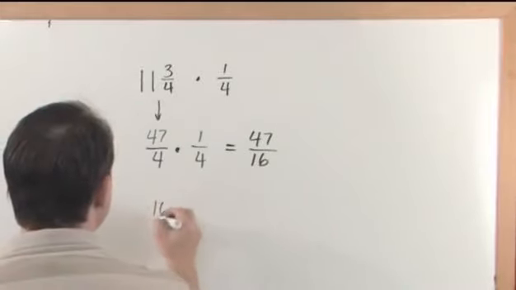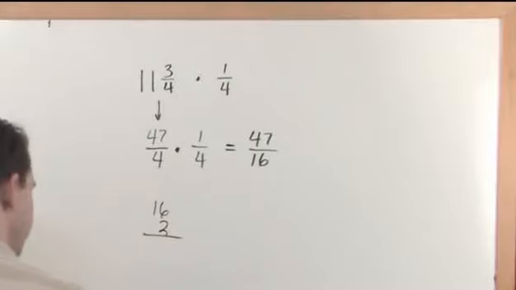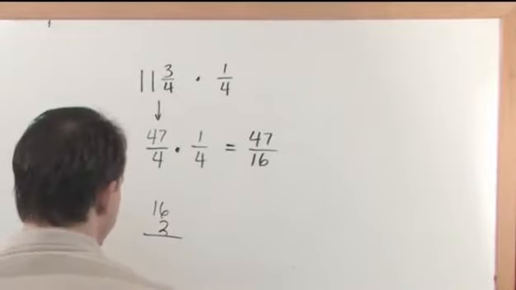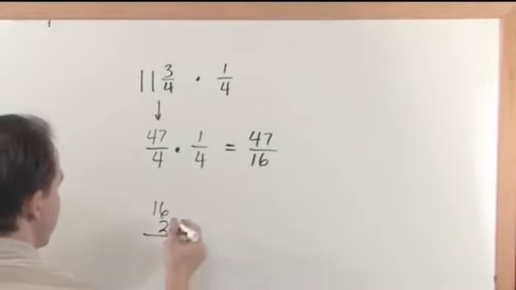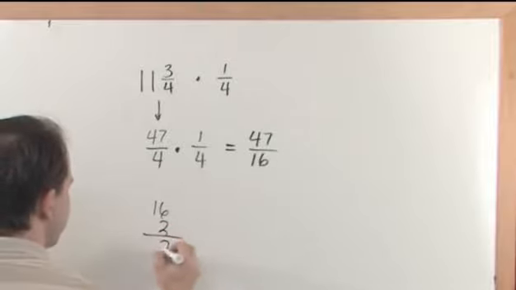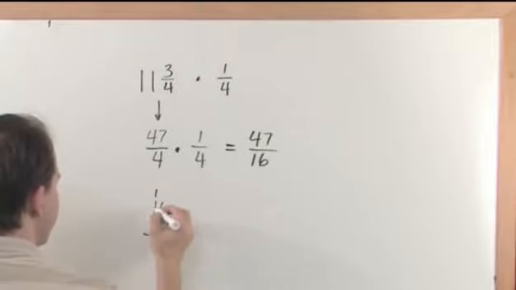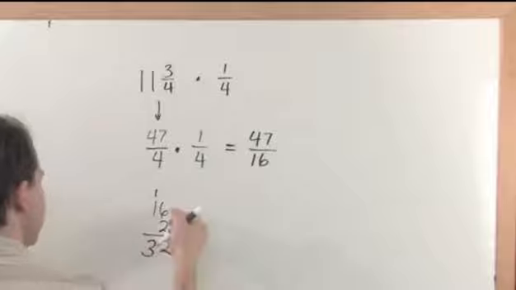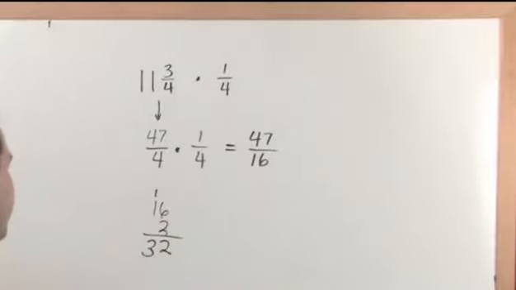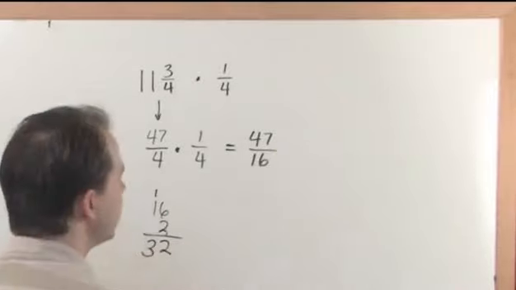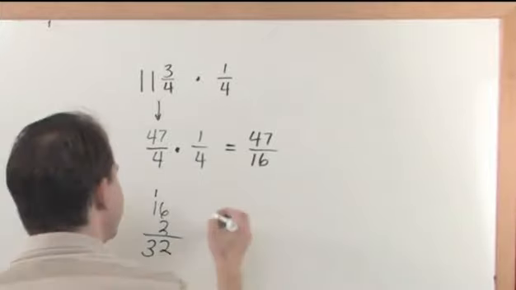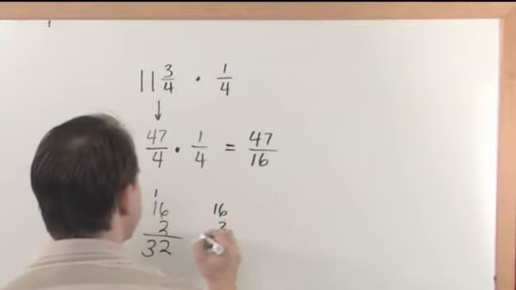16 times 2, if you don't know how to do that in your head, we'll just do it here. 6 times 2 is 12, carry the 1. 1 times 2 is 2, plus 1 is 3. So 16 times 2 is 32. That's pretty darn close to 47. So we're getting there. Let's try 16 times 3 and let's see if we get any closer.